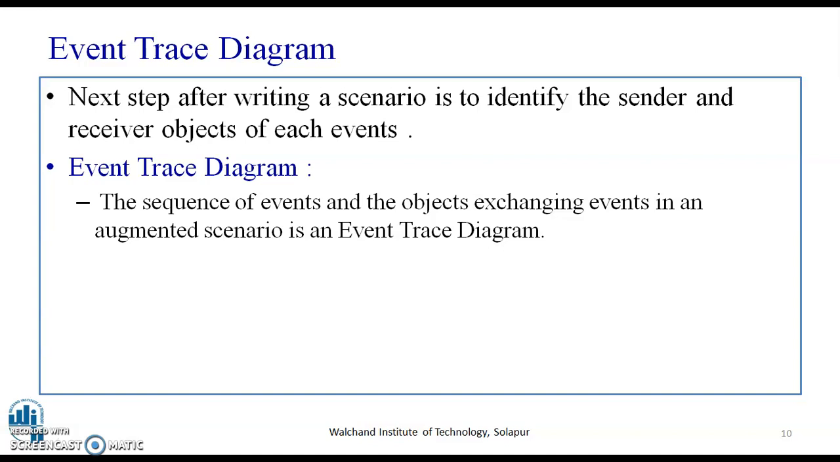But in between the scenario and the event trace diagram, there is one more step that we are expected to do. That is to identify the sender and the receiver objects of each event that has been described in the scenario. So in the phone call scenario, there was a caller and a callee that were the sender and the receiver objects. So these will be noted down. The sequence of events and objects exchanging events in an augmented scenario is nothing but an event trace diagram.